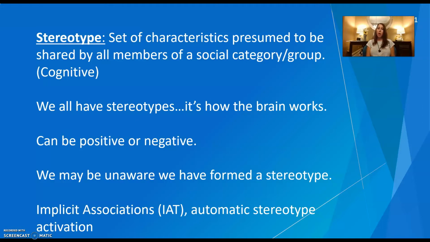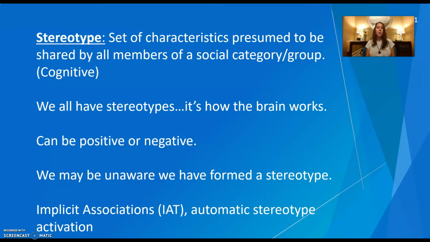Now, here's the thing. We all have stereotypes. It is how the brain works. Our brain wants to create shortcuts and put things into categories and assign generalities, right? It's just how our brain does things. Having a stereotype does not make you a bad person. It means your brain is working the way that all human brains work. A stereotype can be positive or negative. You can have a positive generalized assumption about a group of people.